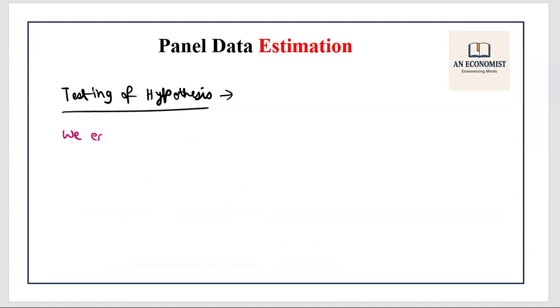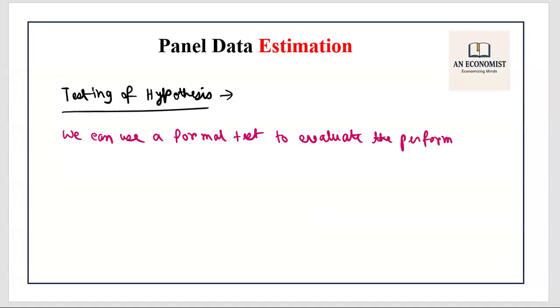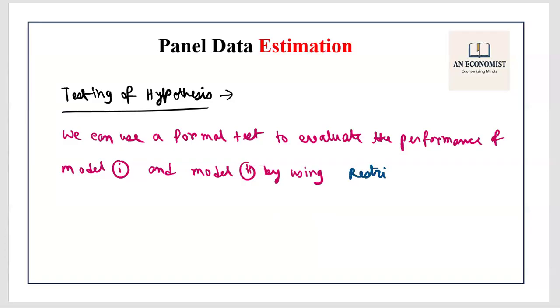We can use a formal test to evaluate the performance of model 1 and model 2 by using the restricted F test. What is this restricted F test? Here, the F statistic will look something like this.